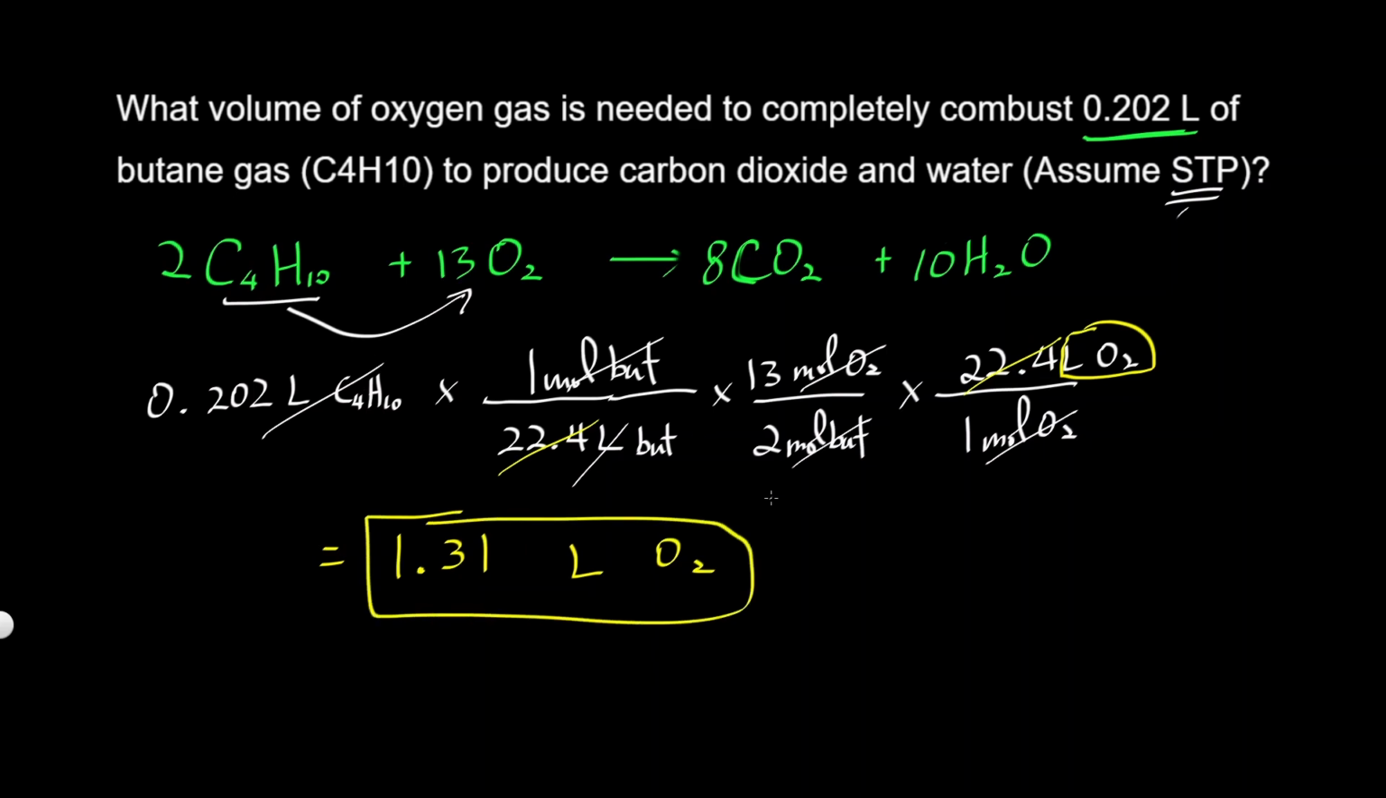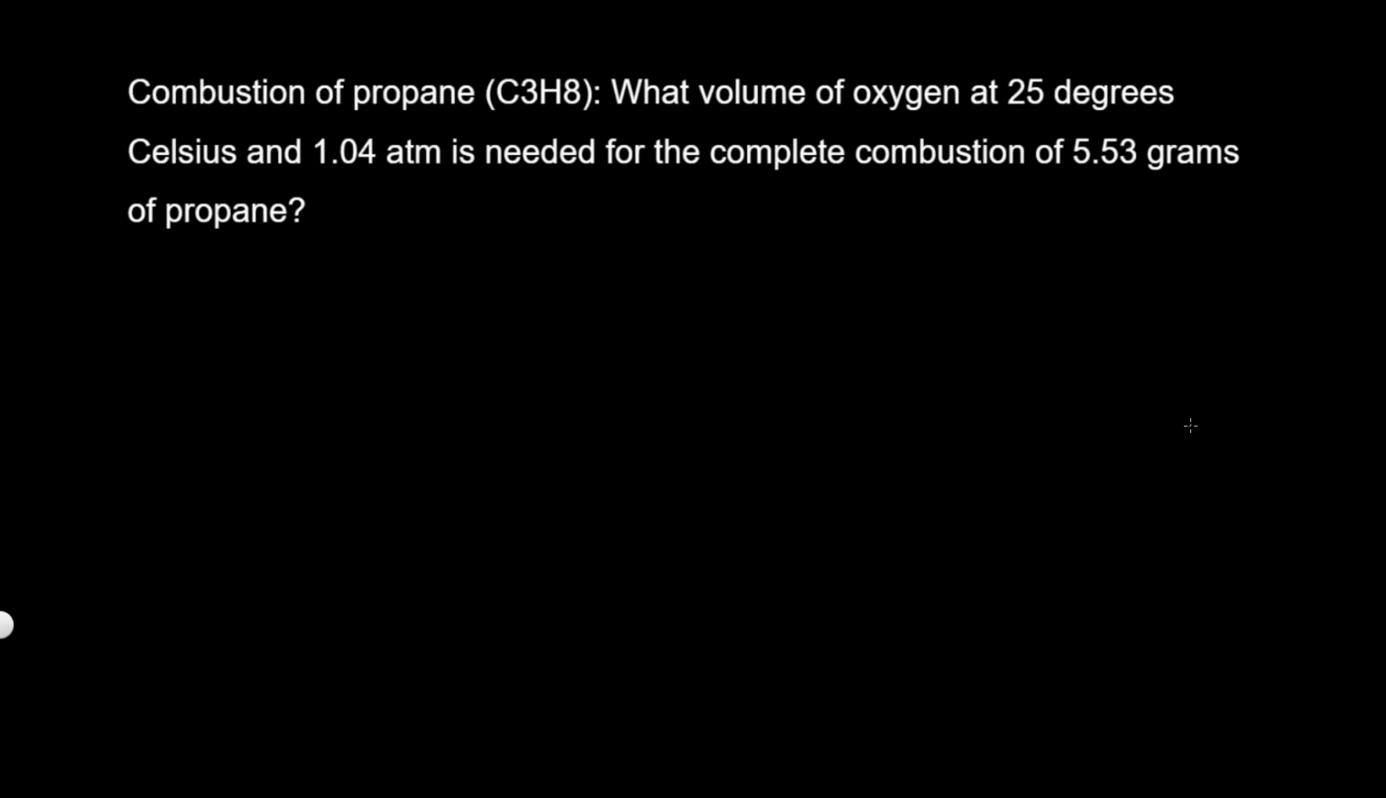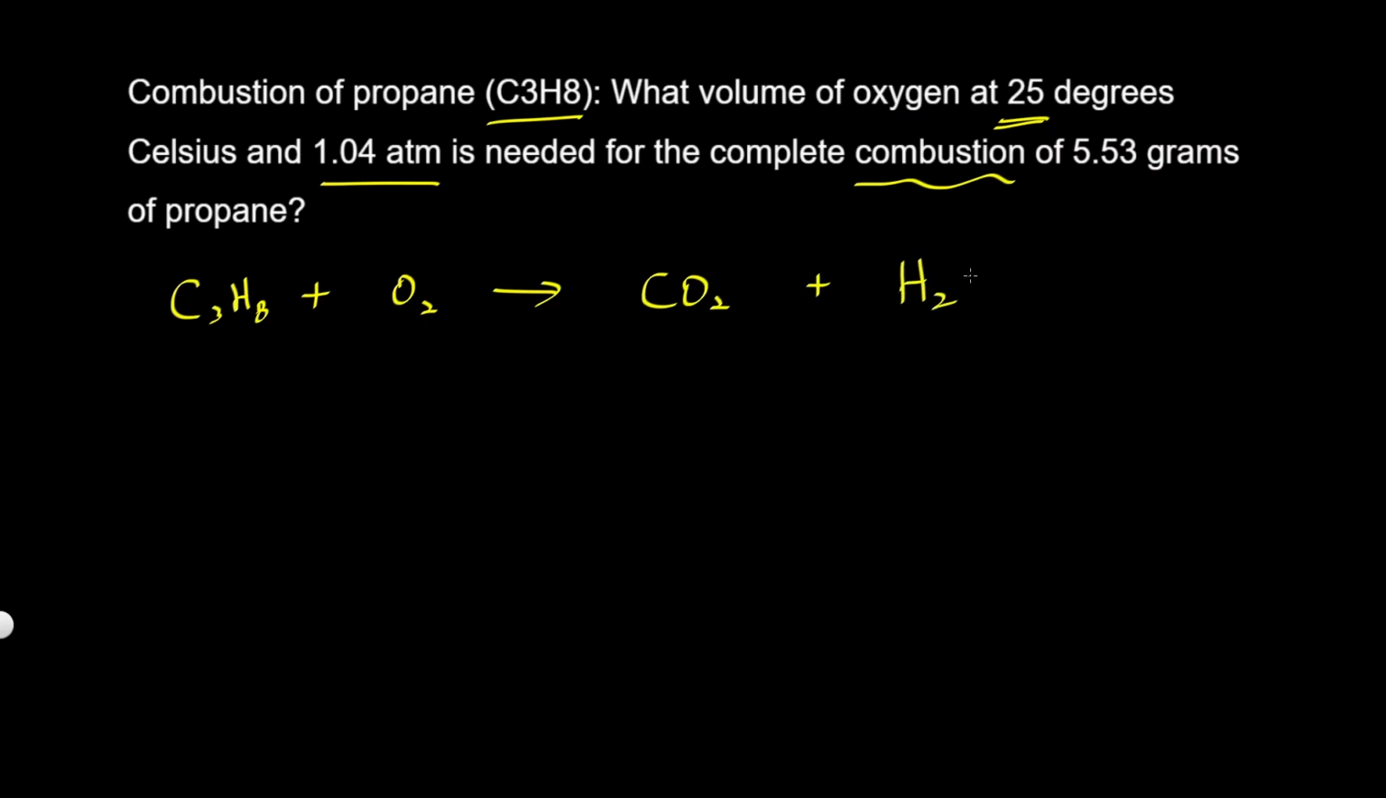Let's do another one. In this problem, we're not at STP anymore. First of all, we have propane now, and it's at 25 degrees Celsius, and the pressure is not 1 atm, it's 1.04 atm. Again, it's a combustion, so let's set up an equation first. So we've got propane, C3H8, in the presence of oxygen. We're going to produce carbon dioxide and water, just like the other one.